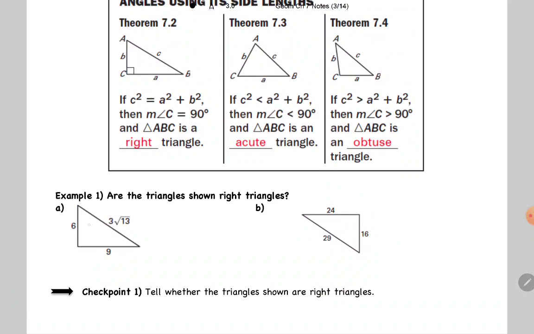Okay. So we're gonna do the shortest two sides. So 6 squared plus 9 squared. Does that equal 3 times the square root of 13, squared? Okay. So 6 squared is 36. 9 squared is 81. And that'll equal 117.